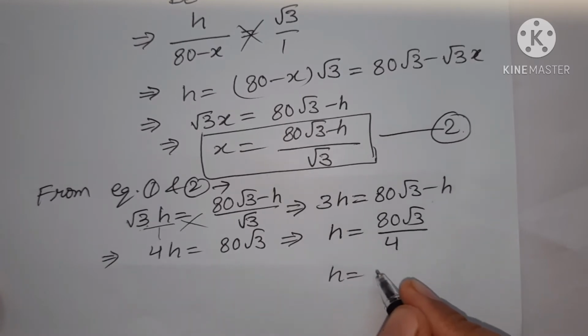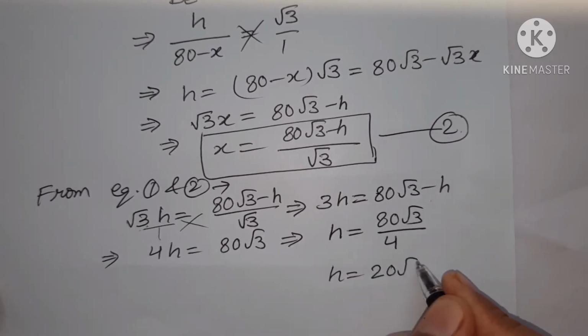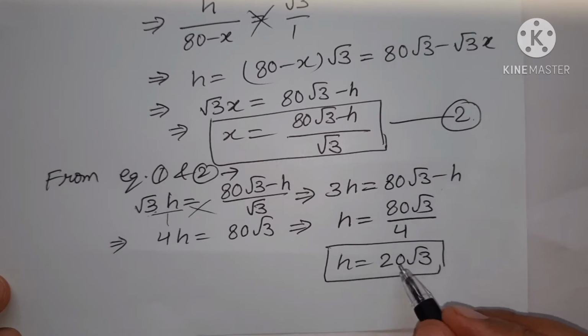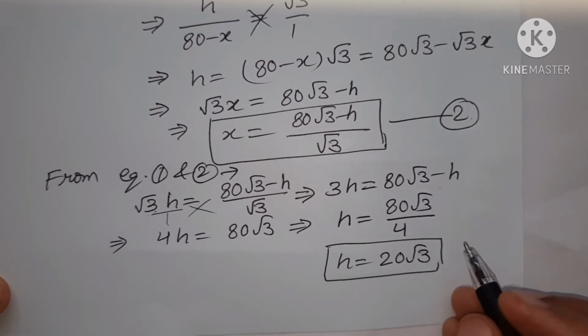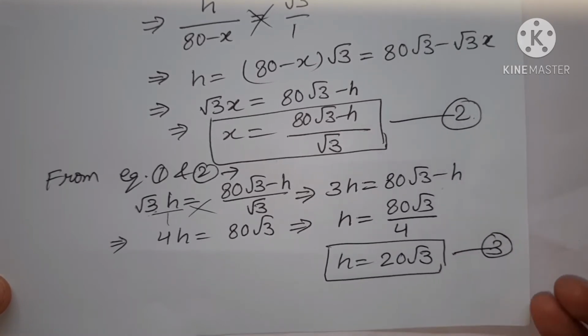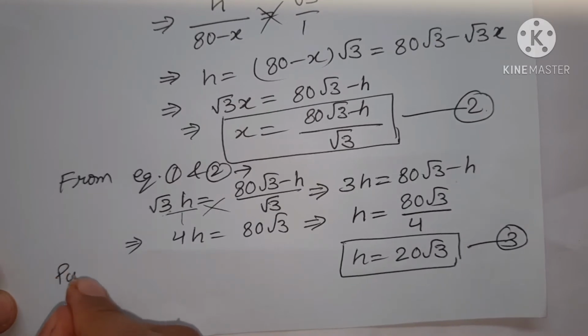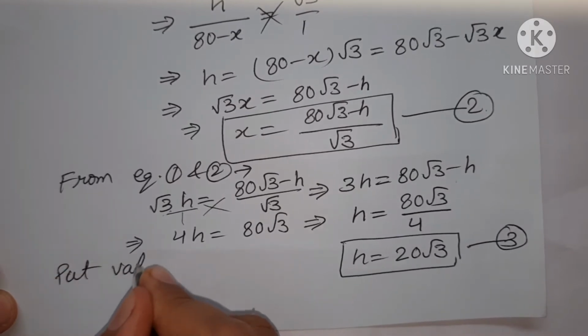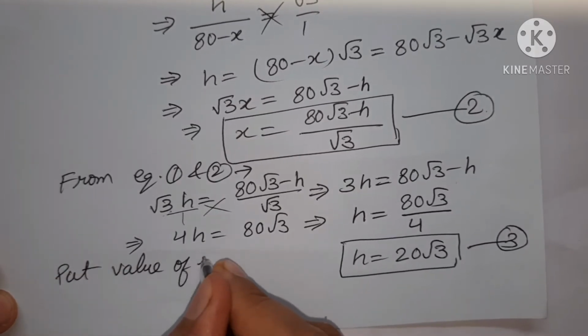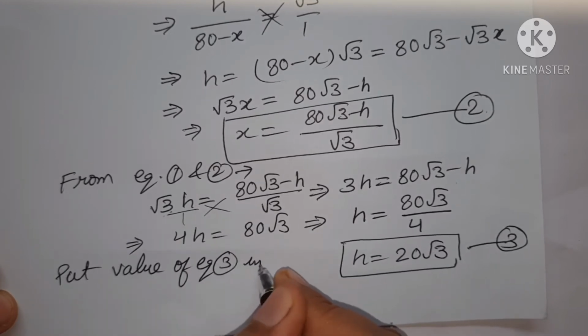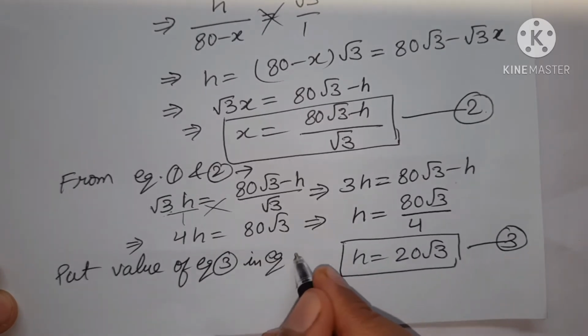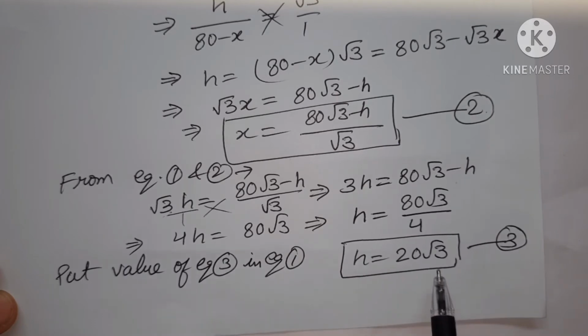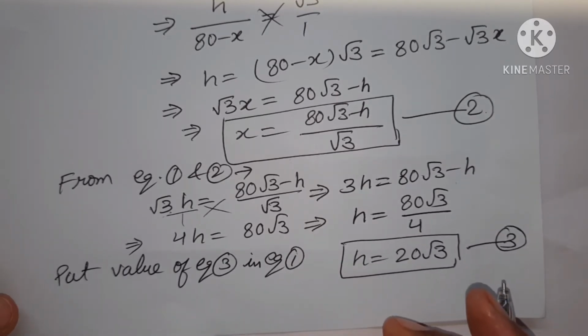So h is equal to 20 root 3. Suppose this is equation number 3. So we put the value of equation 3 in equation 1. Why are we doing this step? Because we need to find out the value of x also.